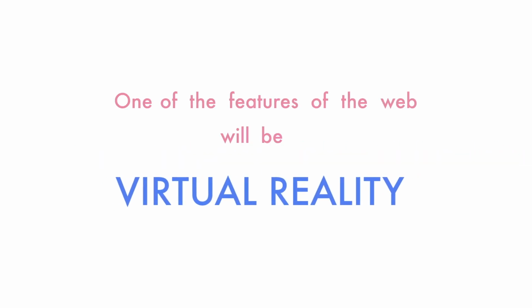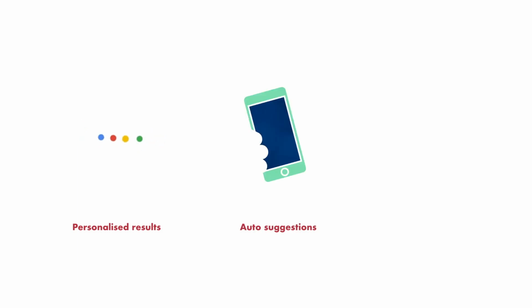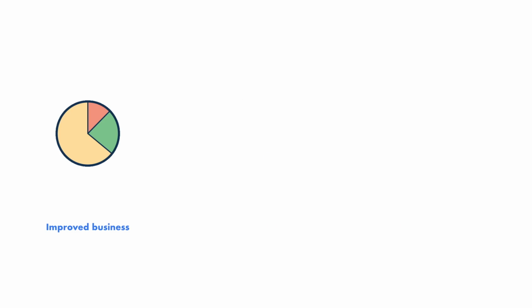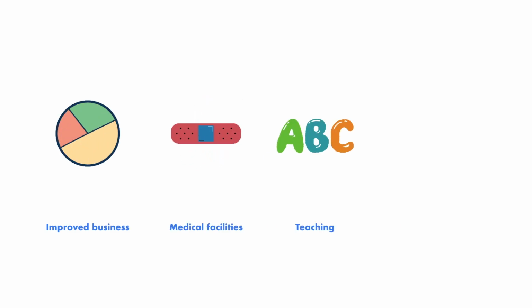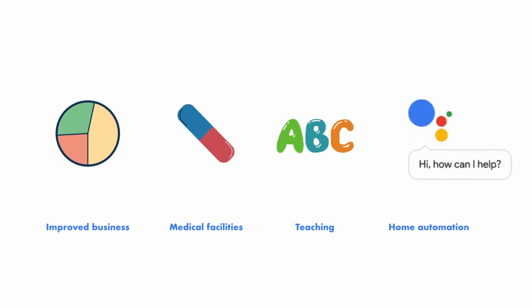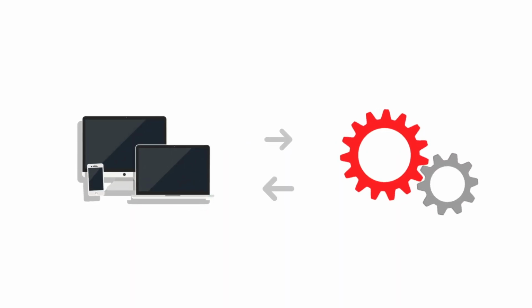So, what can be expected from the fourth generation of web? Well, with technical advancements, one of the features will be virtual reality. Personalized results and auto-suggestions towards an individual's liking through the inclusion and close integration of AI and machine learning is set to change how an individual could use the web. It'll also lead to improved business, better personalized medical facilities, teaching, and home automation with the help of personalized AI agents. Also, IoT-enabled devices would allow devices and machines to seamlessly communicate among one another.